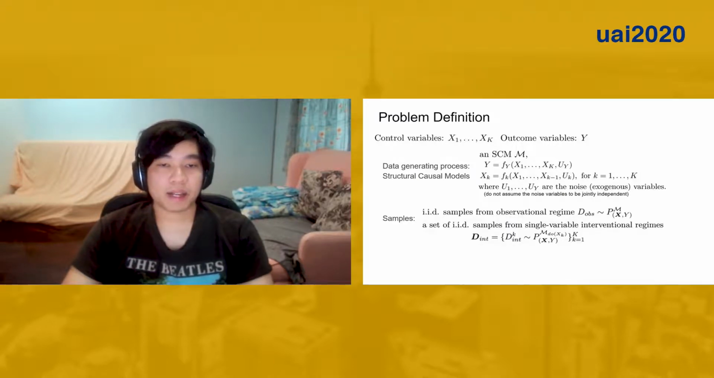We are given two sets of samples, one from the observational regime, where we don't perform any intervention, and another set from the single variable interventional regime, where we intervene on each of the control variables separately. The goal is to estimate the effect of the joint interventions, which is the expectation of the outcome, given that we intervene on each of the control variables simultaneously.